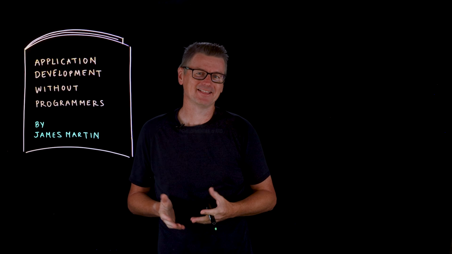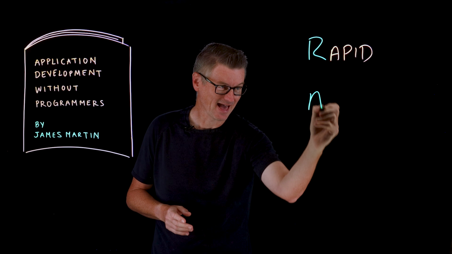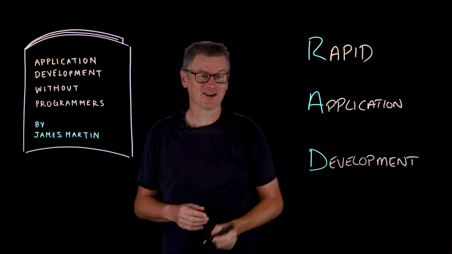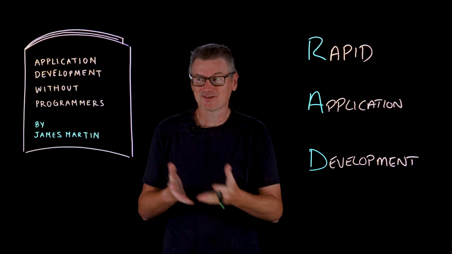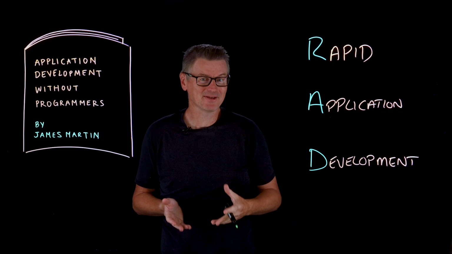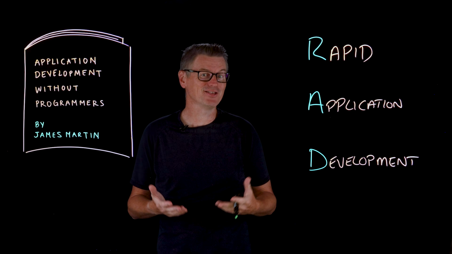Back in 1982, a computer scientist named James Martin published a book with a title that might sound oddly familiar: Application Development Without Programmers. Martin formalized that idea in 1991 into a software development methodology called Rapid Application Development, or RAD.